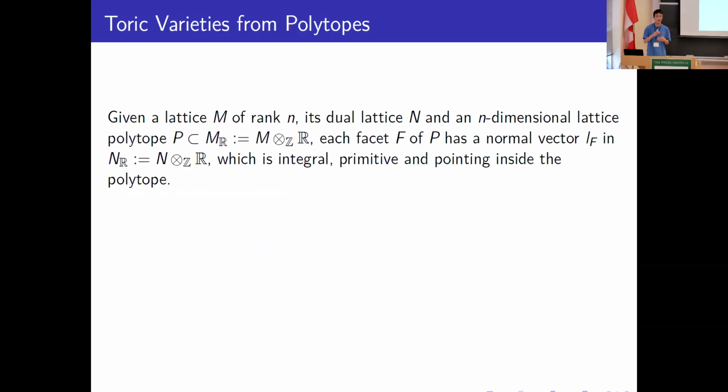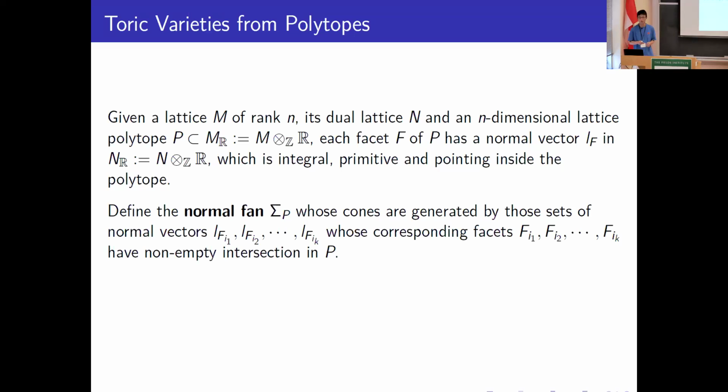Now the second part: constructing toric varieties from polytopes. Given a lattice N of rank n, and its dual lattice M, we consider the n-dimensional lattice polytope P in the real span of M. Each facet F of P has a normal vector, considered in the real span of N, which has to be integral, primitive, and pointing inside the polytope.